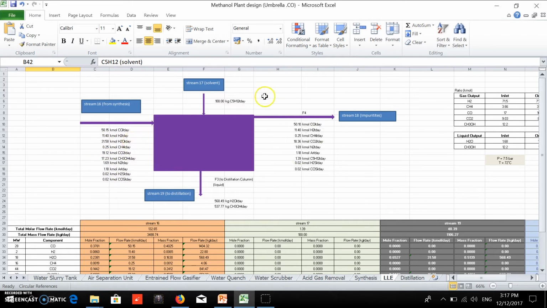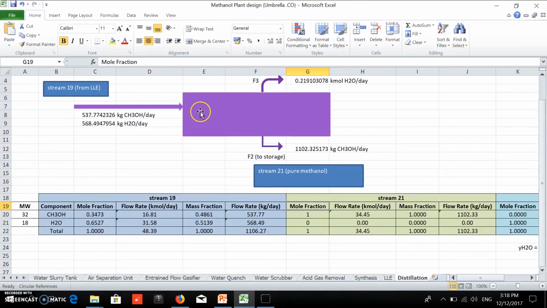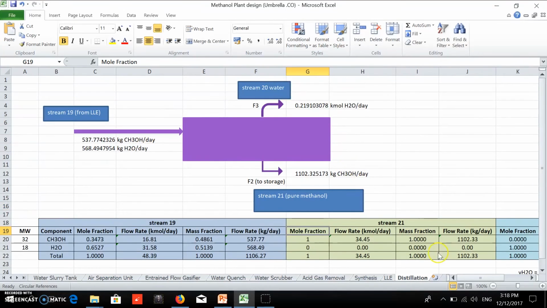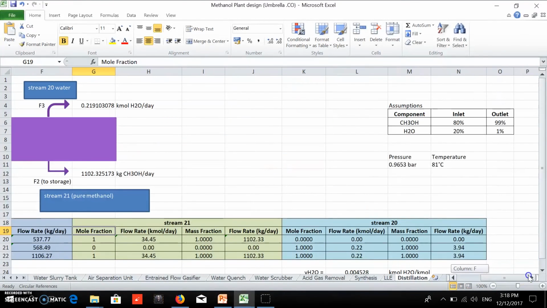All of the impurities absorbed will go out through this stream as a vapor, and methanol and water will go out as a liquid in here and will go to the next unit. The next unit is the distillation column. The distillation column is to purify the methanol and separate the methanol from water.